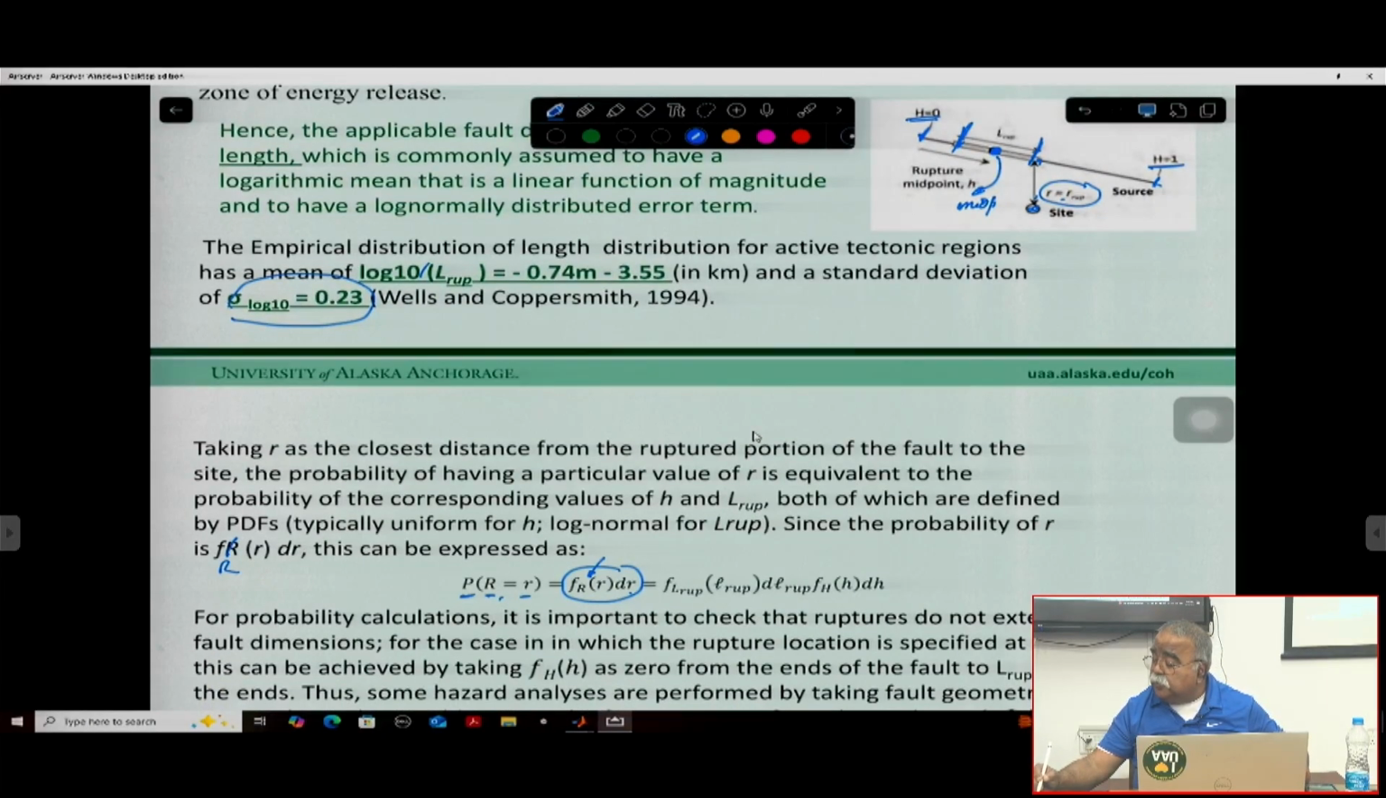Okay, and then it has to be multiplied by FH(h)dh. So that means how much will be the length of the fault, right?